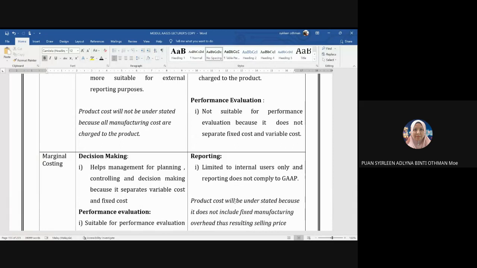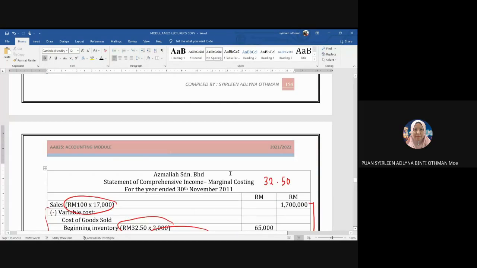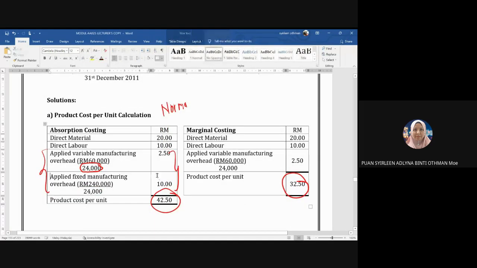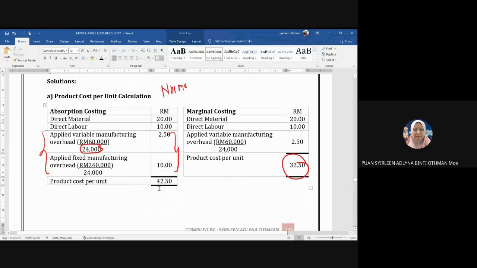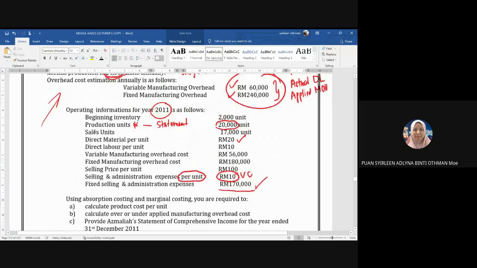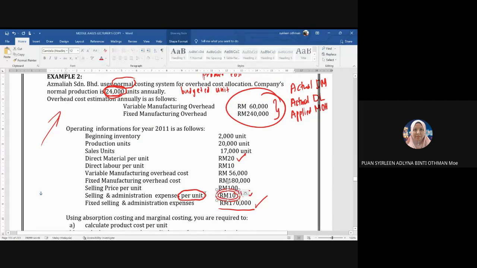Okay, yes Bradley? Madam. Ya. Yang ending inventory yang 5,000 tu macam mana Madam dapat? Macam mana saya dapat? Oh. Ni 5,000 ni. Okay. Saya scroll balik. Okay, RM10 ni saya ambil dekat sini Bradley. Boleh? Ni RM10. Okay. Yang ending inventory unit tu saya ambil dari soalan. Okay. Ini ending inventory. Macam mana saya dapat 5,000? Macam mana dapat 5,000?